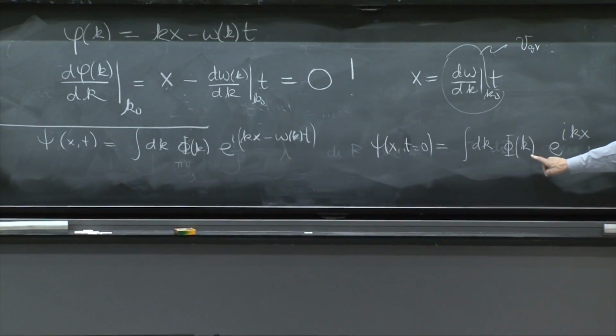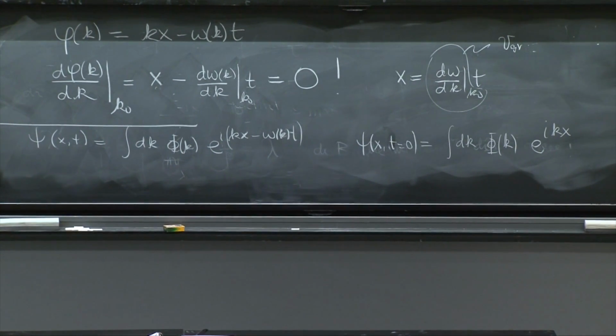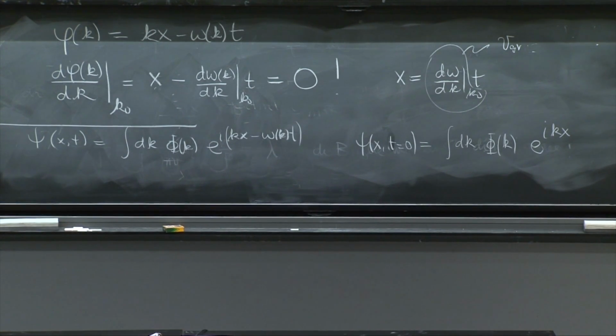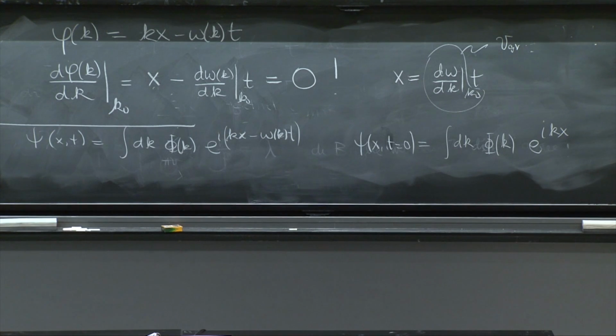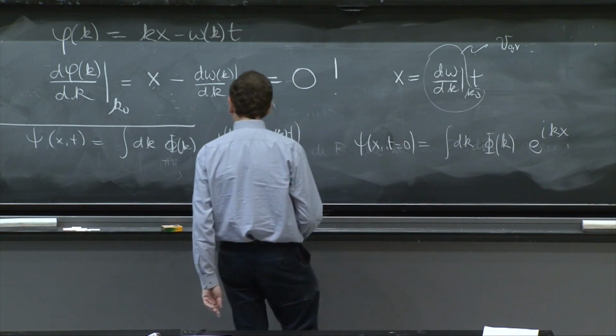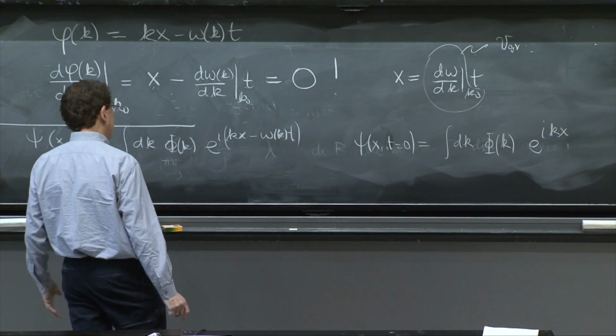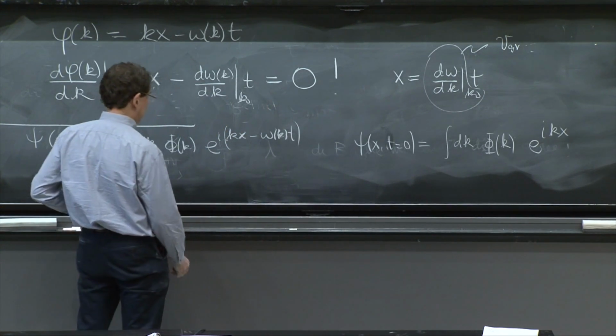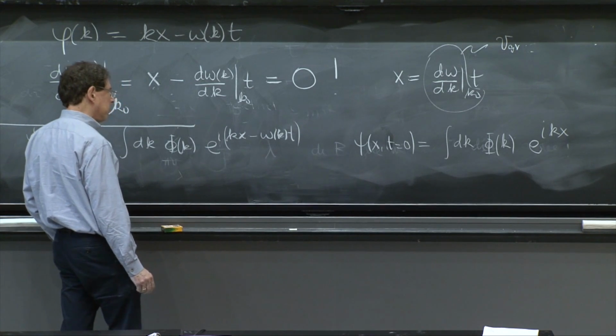The only thing you know is that phi is peaked around k naught. You don't know more than that. But you know that's psi of x at time equals 0. Let's look at it later. So we have this thing here, and I cannot do the integral unless I do some approximations.